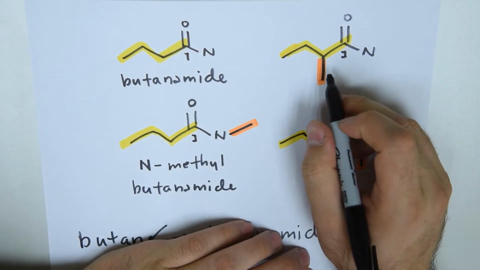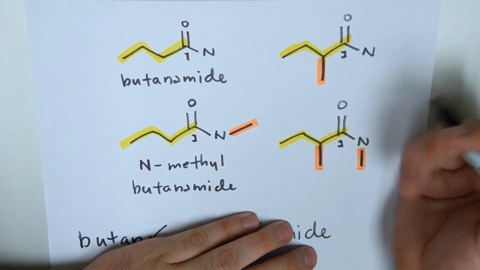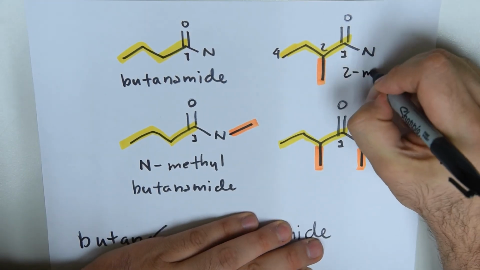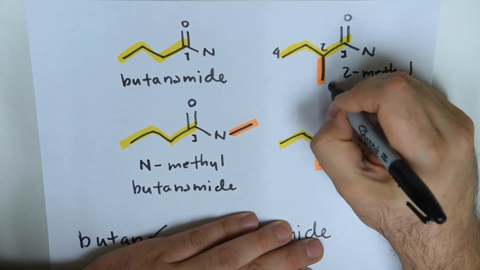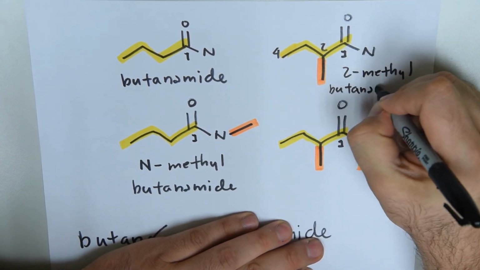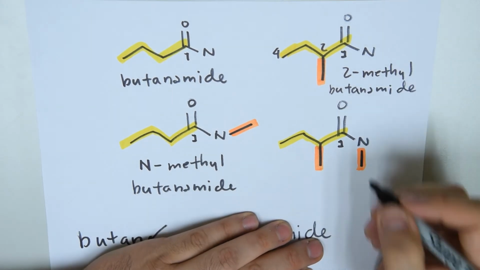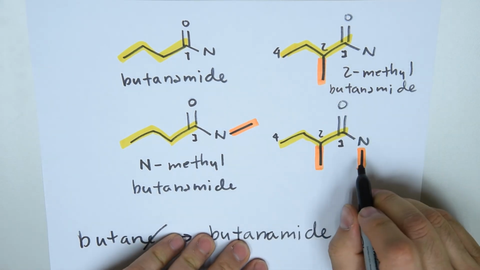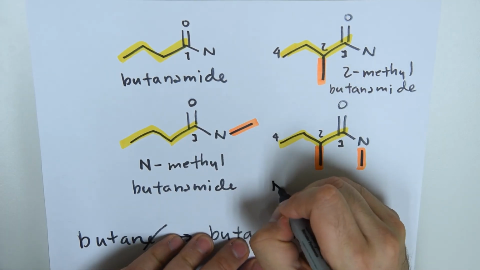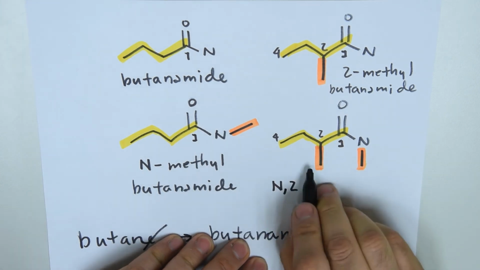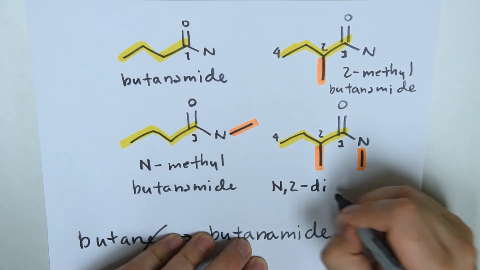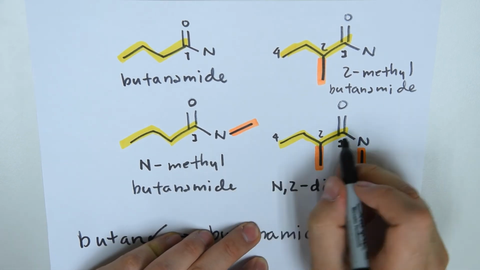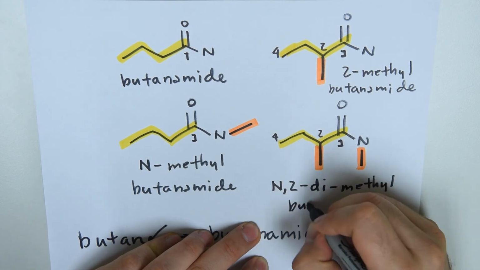Here in this example, the methyl is attached to the main chain. At what number on the main chain? At number 2 out of 4. So then this would be 2-methylbutanamide. And then this last example, we have methyl again at number 2, and we have methyl at N. So by convention, I'm going to draw big N, comma 2, which are the locations of the 2 methyls, di, to indicate that we have 2 of them, dimethyl, and the last name is butanamide.